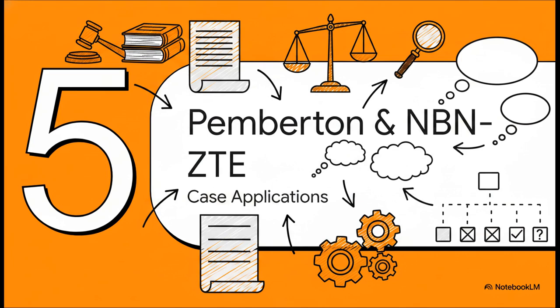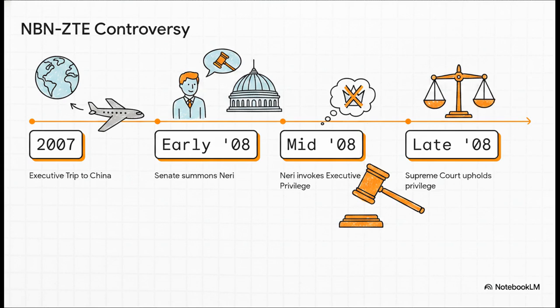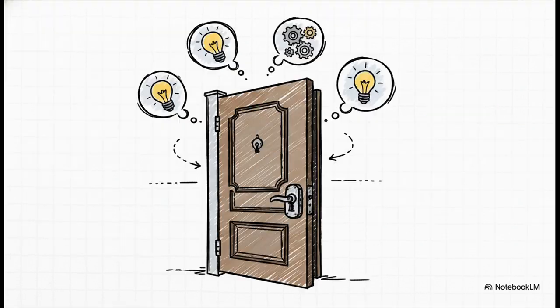Let's wrap things up with Section 5, the Pemberton and NBN ZTE cases. To really anchor these rules in reality, let's impartially look at the NBN ZTE investigation. The case of Neri versus the Senate perfectly demonstrated how public officer privilege operates during a legislative inquiry. When summoned by the Senate to testify about conversations involving the president, Neri outright refused, invoking executive privilege. And the Supreme Court ultimately ruled in his favor, reinforcing the strict legal boundaries of what can actually be demanded during a legislative investigation.